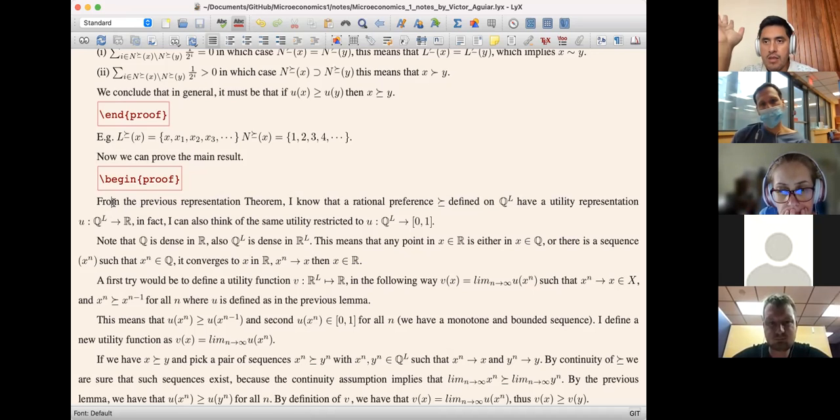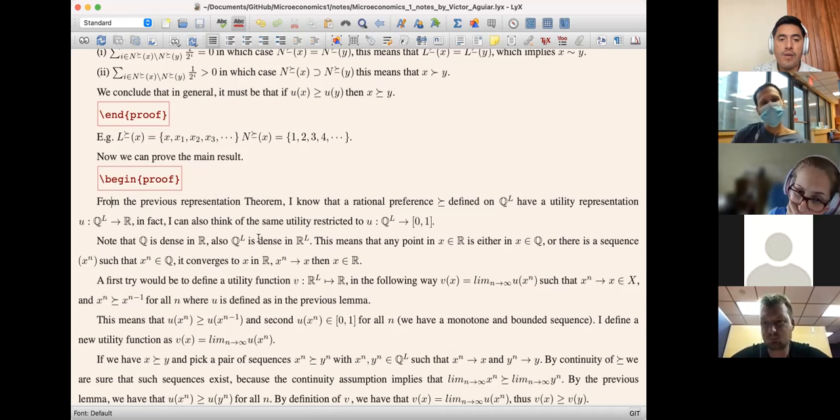So that doesn't matter. Now, know that Q is dense in the reals, and also Q_L is dense in R_L. So this means that any point x in X is either in Q or there is a sequence x_n such that x_n belongs to Q and converges to x in R. And of course, x_n goes to x, then x is in the reals. So that basically means to be dense.